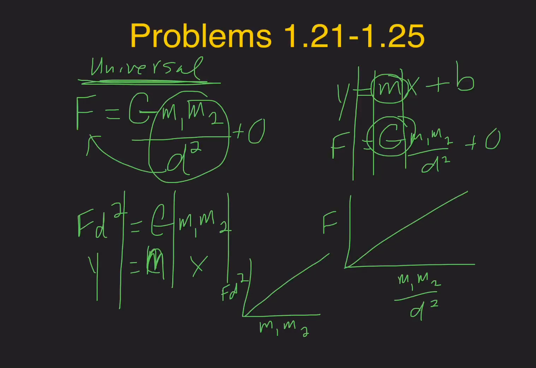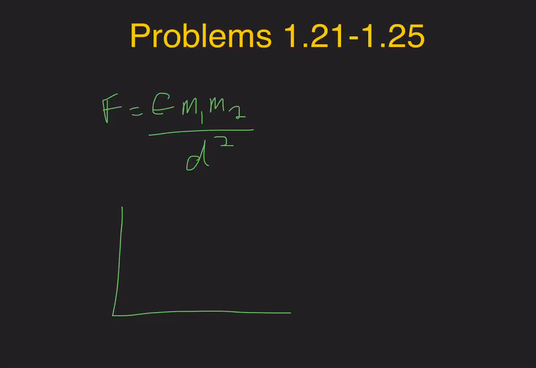Okay, so let's go to the next problem. Next problem, we're still using the same law. F equals big G m1, m2 over d squared. Now this time it says, what would I graph on the x and what would I graph on the y so that I get a straight line, and the slope of that line is d squared over big G m1? What would I graph on the x and what would I graph on the y so that I'd get that?